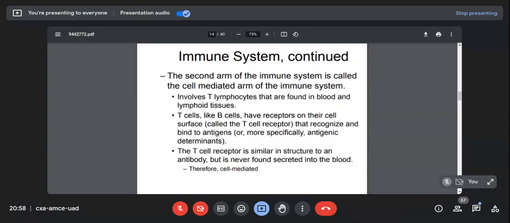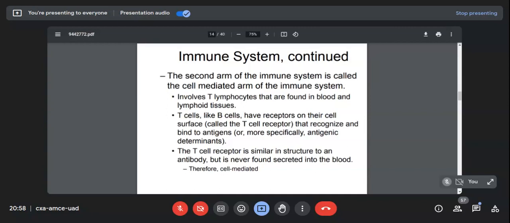So just like B cells, T cells also have receptors on their cell surface because they also have to figure out or identify or recognize if something is an antigen or not. So they also have receptors on their structure. And we call those receptors T cell receptors. They get to recognize and bind the antigens. That's something you should take note of.